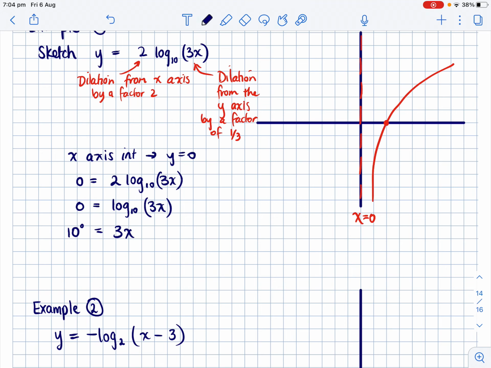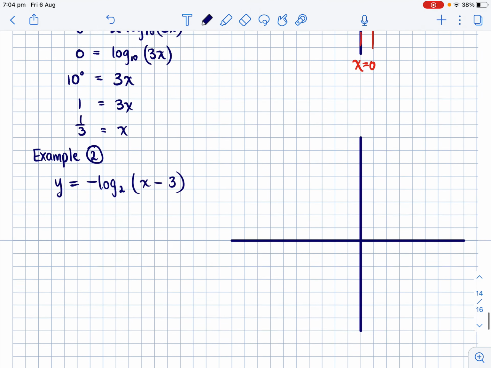Okay, so next step, we've got rid of the log, and it doesn't look so complicated anymore. 10 to the power of 0 is 1, so my x-intercept will be at 1/3. So I put that coordinate on the graph, and I'm finished my sketch graph of a logarithm.